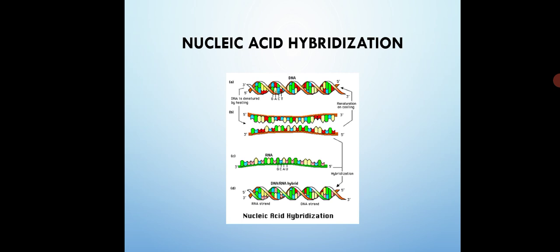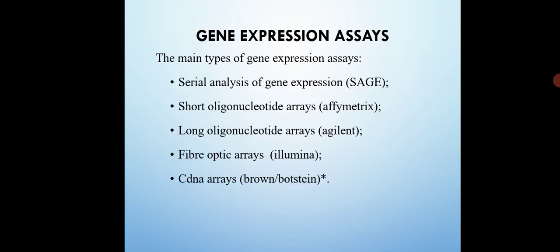Here the mRNA is collected from a particular cell at a particular time, converted into cDNA, and hybridized to the microarray chip. The gene expression analysis can be monitored in different ways, like serial analysis of gene expression technology, one method, and also by using short oligonucleotide arrays, long oligonucleotide arrays, fiber optic arrays, and cDNA arrays.